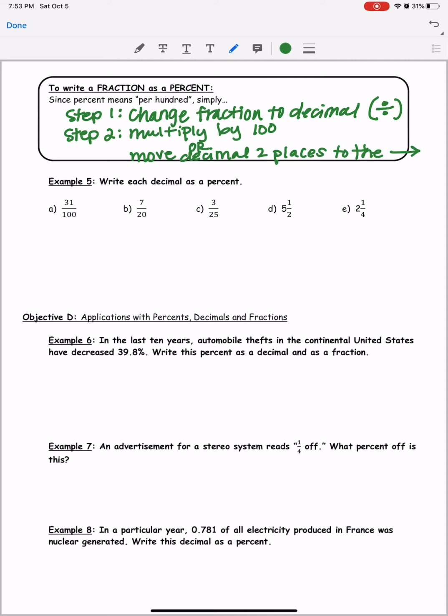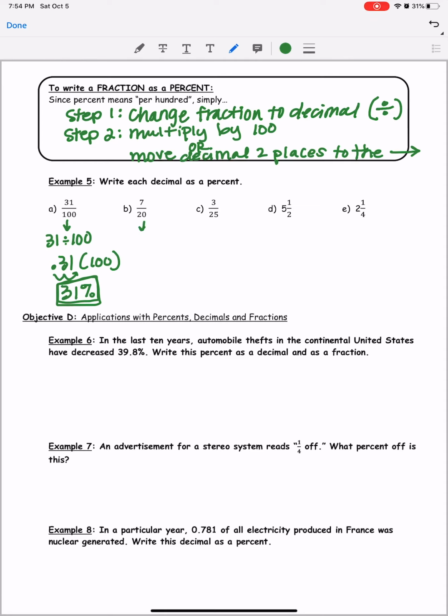So on A, in your calculator, 31 divided by 100 gives me 0.31. So then either multiply that by 100 or take that decimal, move it 2 places. Either way, you're going to get 31. So this becomes 31%. Which, that one should make sense since we're dividing by 100, and that's the definition of a percent, it's per 100. So if it's over 100, just take that top number, okay?